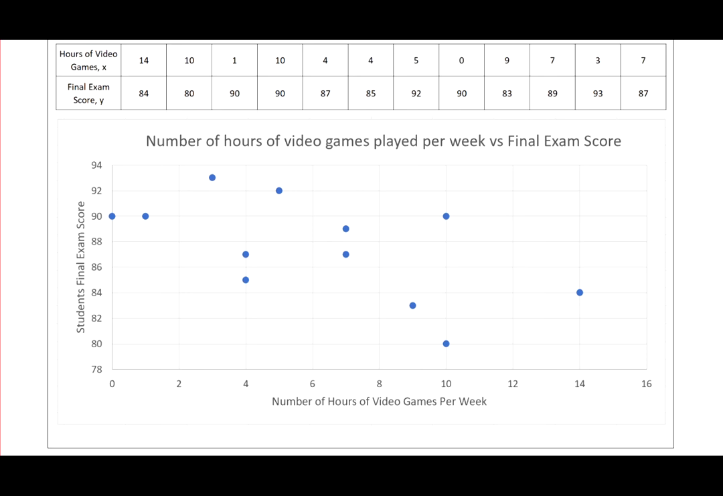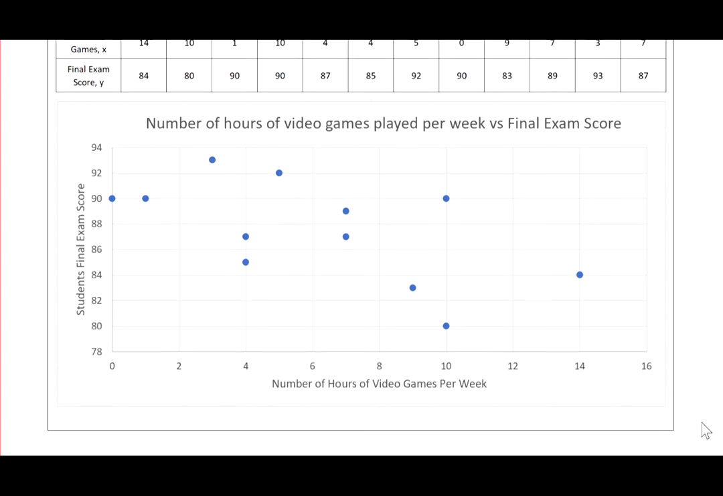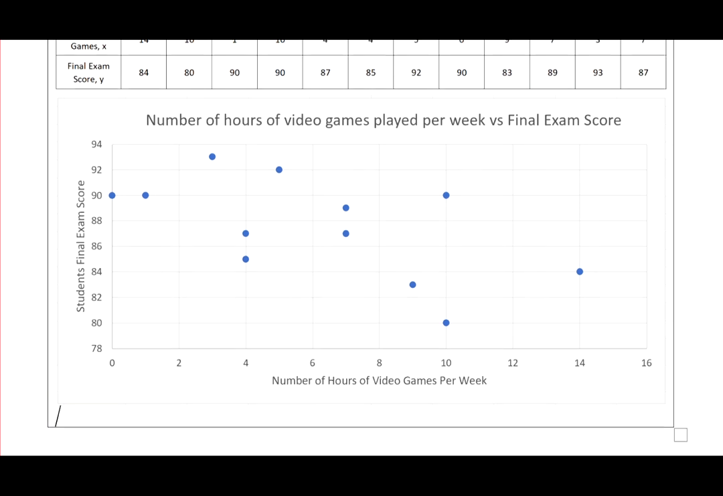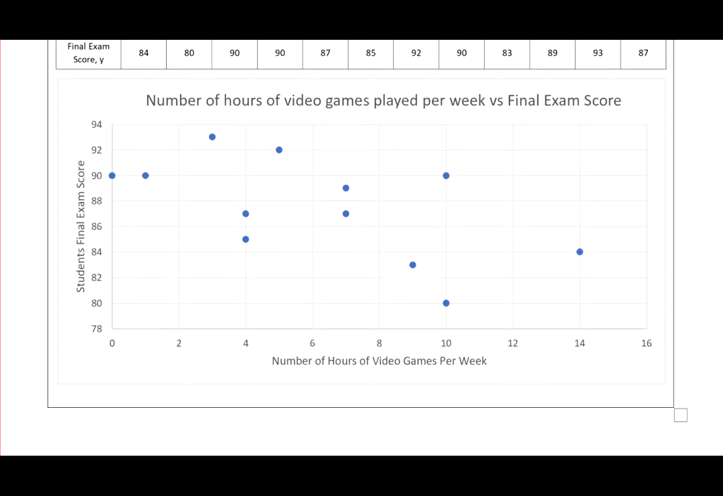And the strength of the relationship has to do with how much scatter there is in the points. If all of the points fall directly on a line, then there's a very strong, actually a perfect relationship. If the points are very close to a line, then it's a strong relationship. If there's a lot of scatter, then it's a weak relationship. As the scatter looks more like a horizontal cloud of points, we would call that a very weak relationship.